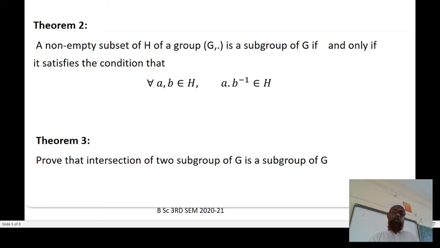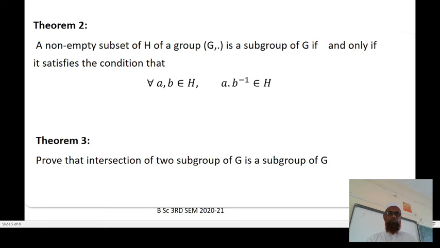Theorem number 2: a non-empty subset H of a group (G, ·) is a subgroup of G if and only if it satisfies the condition that for each a, b belongs to H, a·b inverse belongs to H. In the earlier theorem, we studied that if H is a subgroup of G, then for each element b belongs to H its inverse exists, and it is also closed. We can easily prove that.